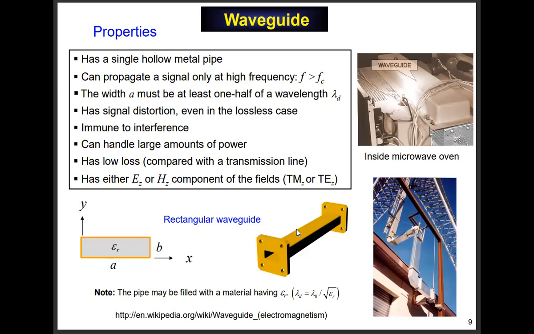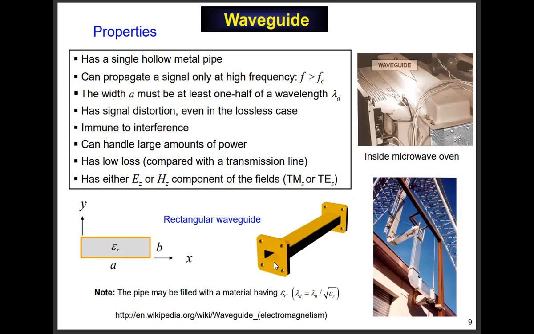Okay, anyway, but let me go over a few qualitative properties. It's a single hollow pipe of metal, of course, with rectangular being the most common shape, that could be filled with a material, but in the real world, most of them are just left hollow, in other words, filled with air. Now, here's the main property that we'll see soon. It can only propagate a signal at a high enough frequency so that you're above what's called the critical frequency, or the cutoff frequency. Now, what is that? We'll get to that before too long. But every waveguide, depending on the dimensions, has a cutoff frequency. So it cannot propagate down to arbitrary low frequency.